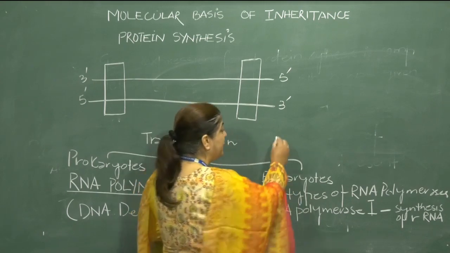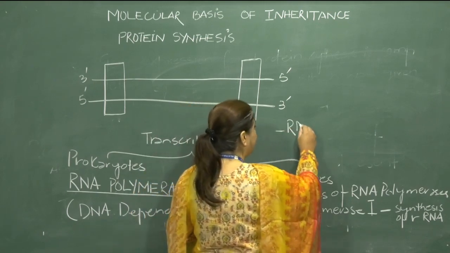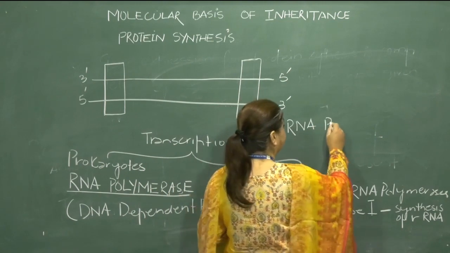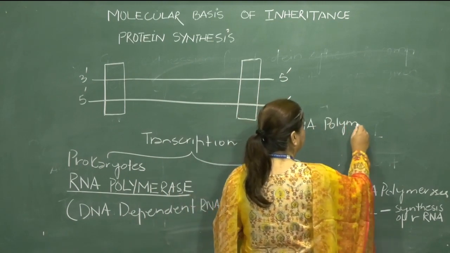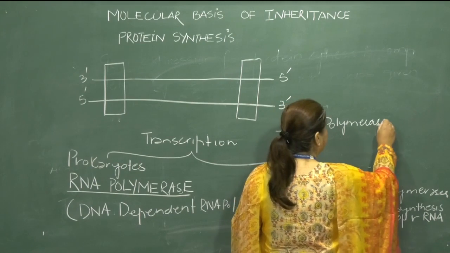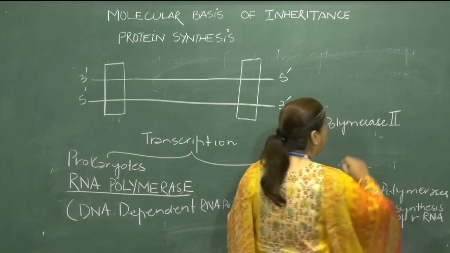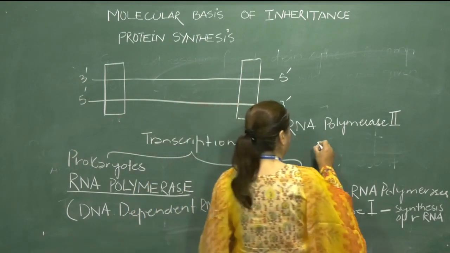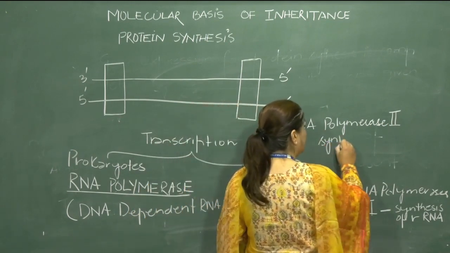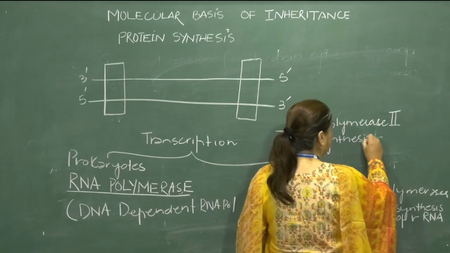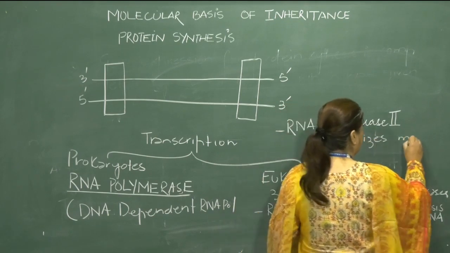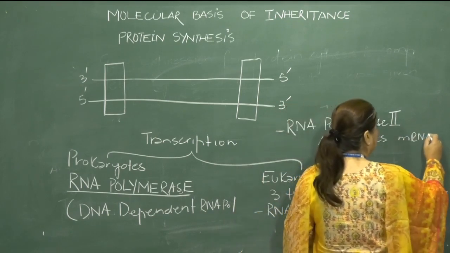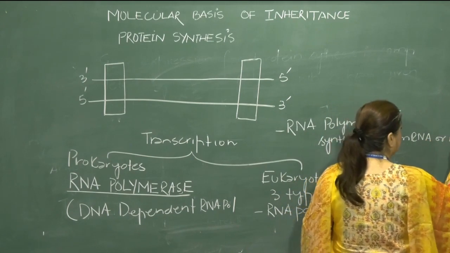And this is the first type of RNA polymerase, and the second type is RNA polymerase 2. This RNA polymerase 2 basically synthesizes the mRNA. What is its function? Its function is that it synthesizes mRNA or HnRNA.